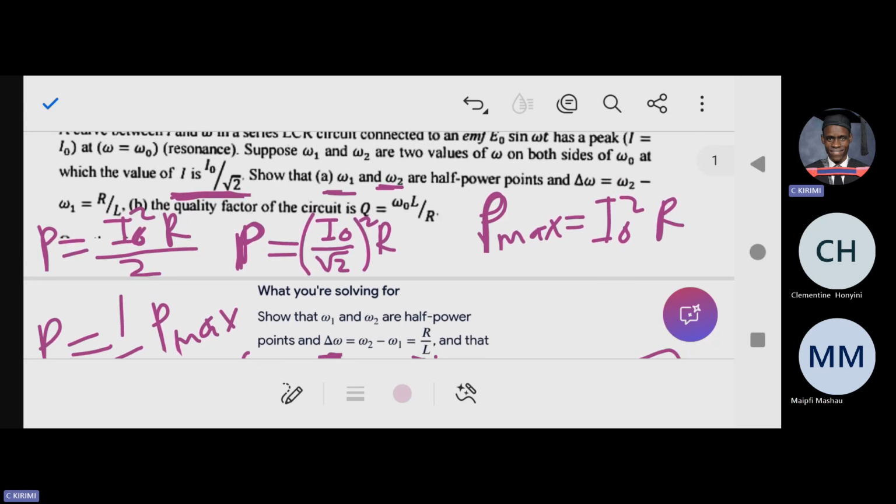I naught squared R, which is the current initial squared multiplied by the R, is P max. You can replace that statement with this one, P max, because this is the same. Instead of writing that, I can write what? P max.